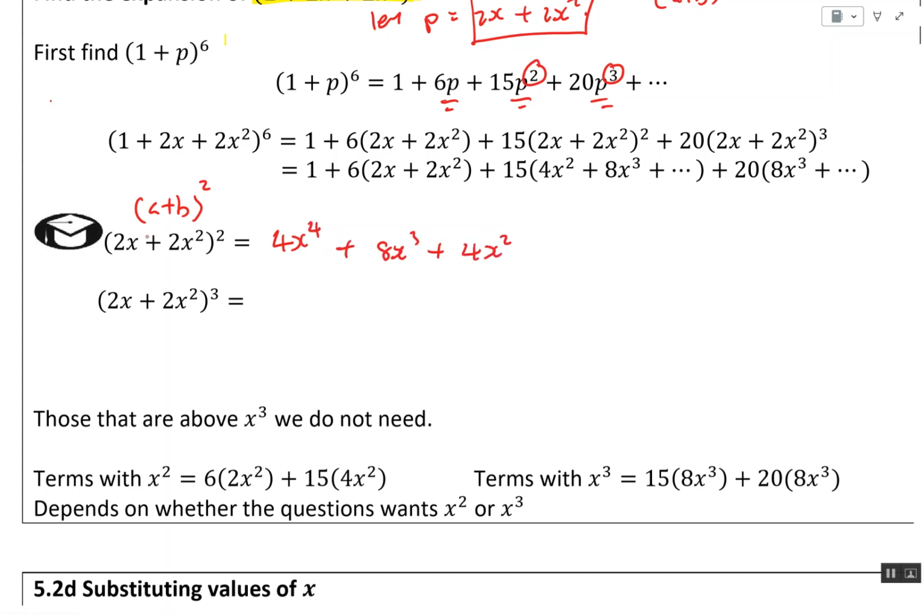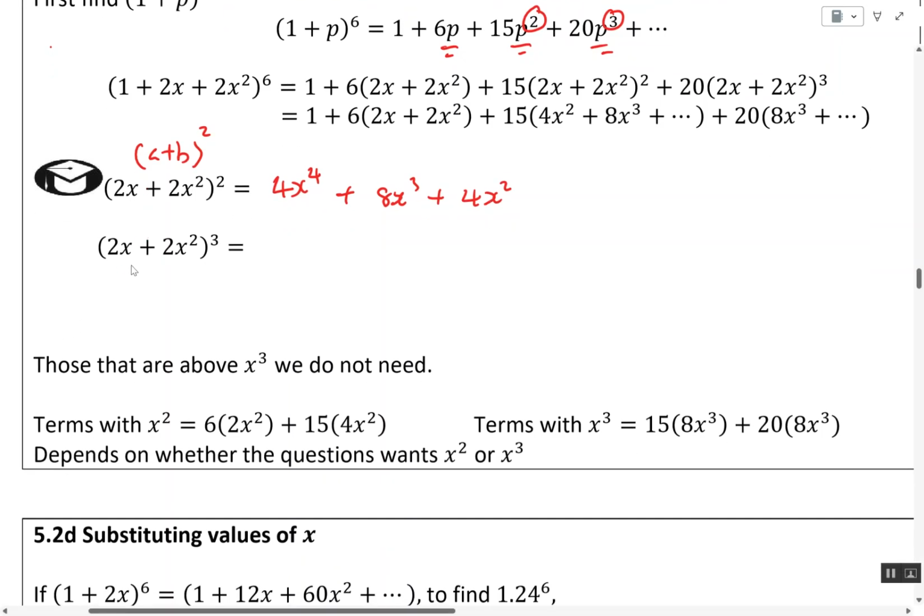Okay, essentially it's the same thing. I just want you to have the habit of putting the highest power in front first. Okay, what about this term here? The cube term. I'll just rewrite the square term, and then rewrite another 2x squared plus 2x.